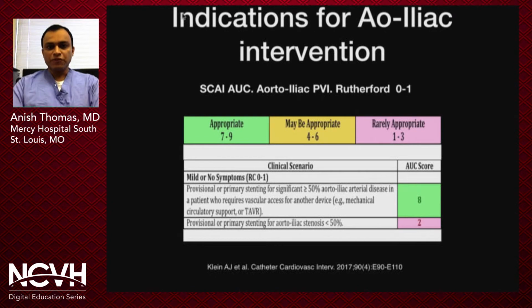For today, I've decided to focus on aorta-iliac intervention, as you can really spend the whole day talking about crossing chronic total occlusions anywhere in the lower extremities. When you talk about indications for aorta-iliac intervention, for an asymptomatic patient, it is appropriate to intervene on the iliacs for patients who require vascular access for another device, for example, mechanical circulatory support, or for procedures like transcatheter aortic valve replacement.